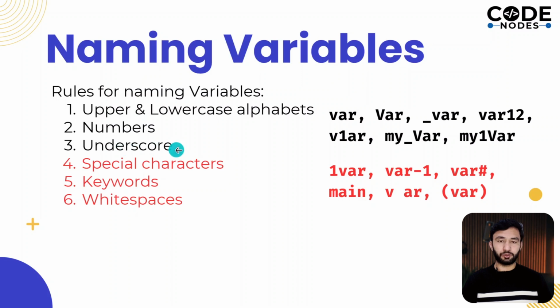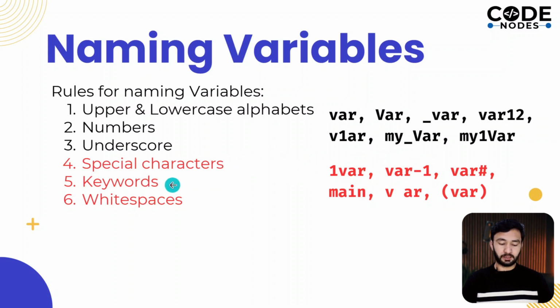Number three is that you can use underscores in variable names. As you can see in the examples in black, _var and my_var are both considered correct variable names. And the fourth is that you cannot use special characters in variable names. For example, as you can see in red, var# and var enclosed in brackets will both be considered incorrect variable names, as you cannot use special characters except the underscore in naming a variable in C++.